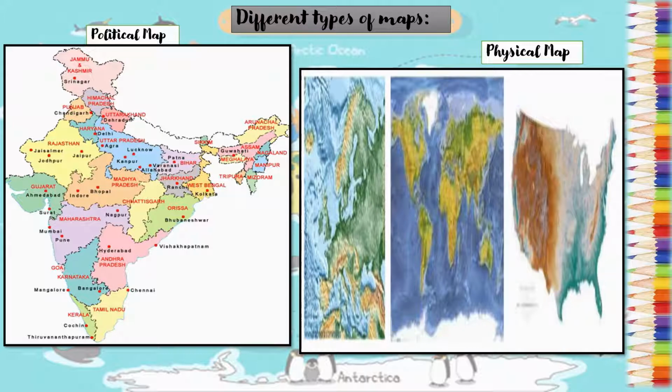So, a physical map is a depiction of the geographical features of an area. Physical maps do not contain man-made features. For example, a physical map will be a map of what you will see if you were looking down on Earth from space.